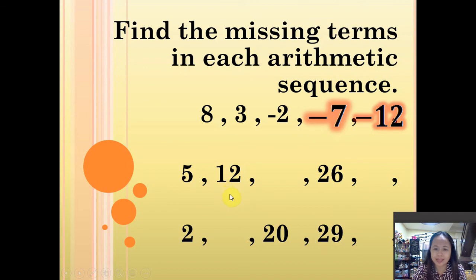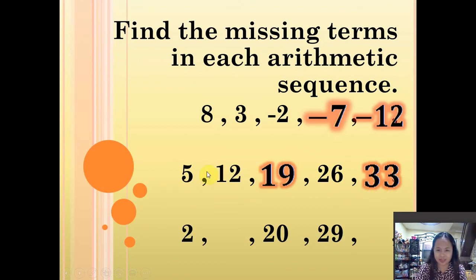So, we will add 7 to 12. 12 plus 7 is 19. So, the missing term here is 19. Plus 7, which is our common difference, 19 plus 7 is 26. 26 plus 7 is 33. So the missing terms are 19 and 33.